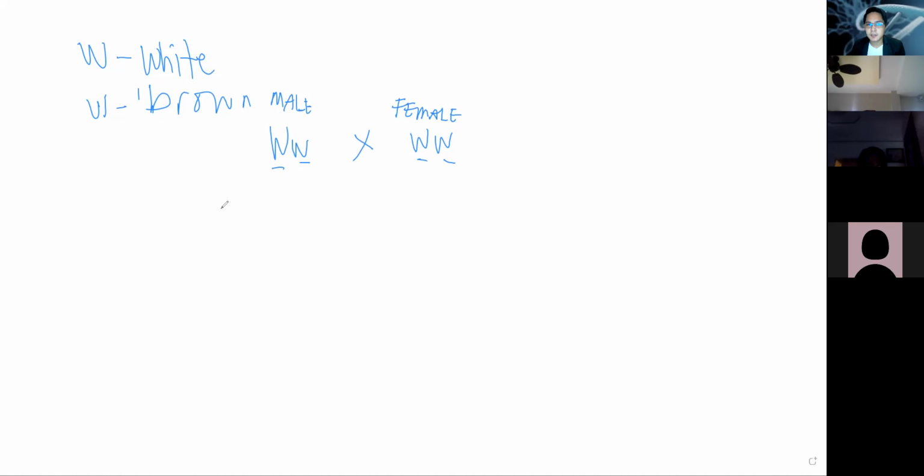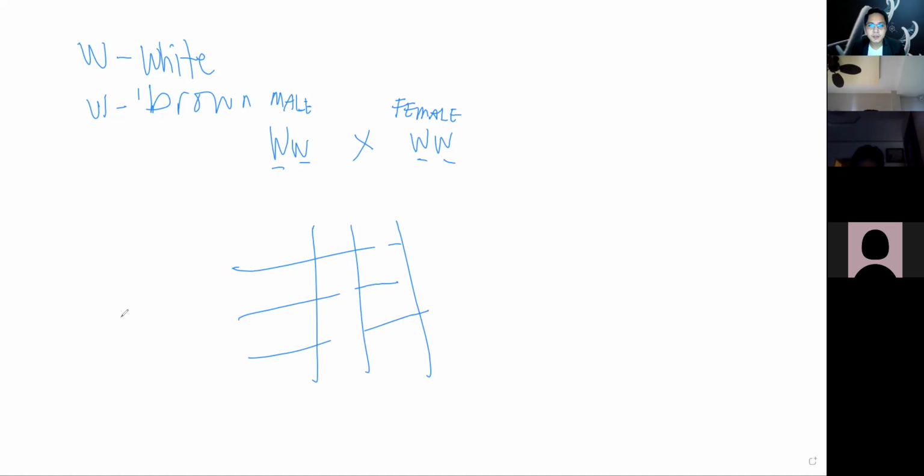So let's take a look at this one. To be uniform in doing the Punnett square, always and always, the area here should be female and here should be male, just to be uniform. For our male we have capital W, small w, so we have a heterozygous white.